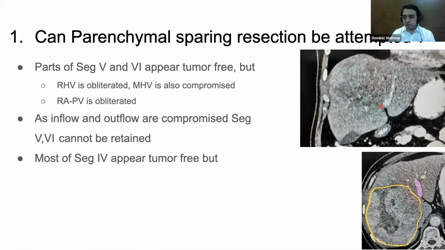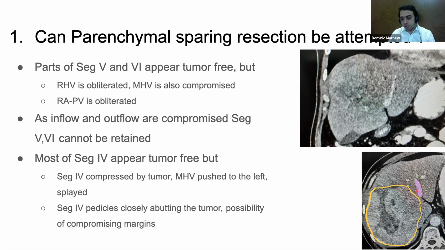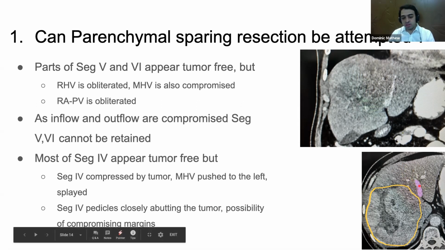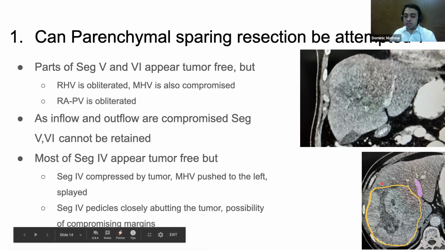Now, most of segment 4 was actually appearing free. Here. But the segment 4 was actually compressed by the tumor. The MHV was pushed to the left and splayed. And the segment 4 pedicles, they were also closely abutting the tumor. So even though they were not involved, our concern was that if we try to preserve them, we might end up compromising on the margins. In that case, the surgery would be futile.